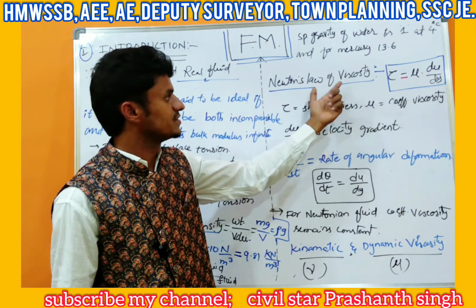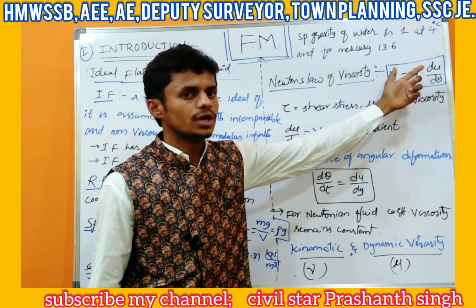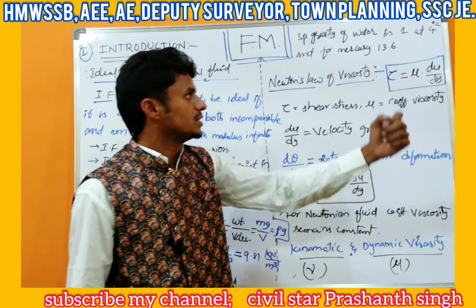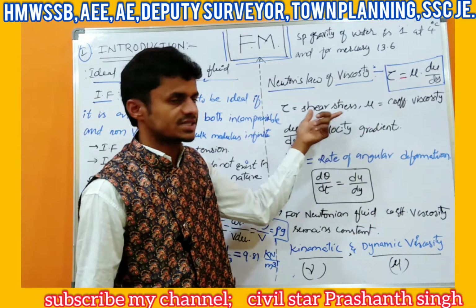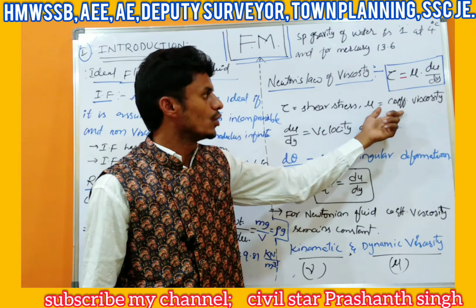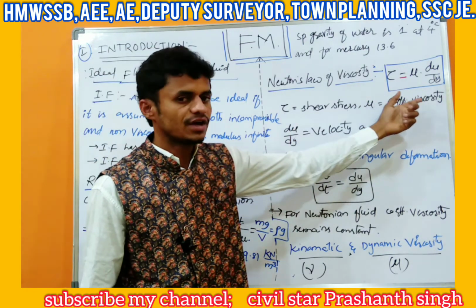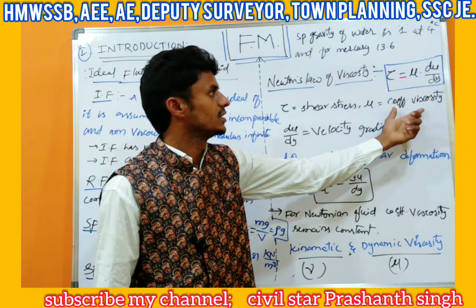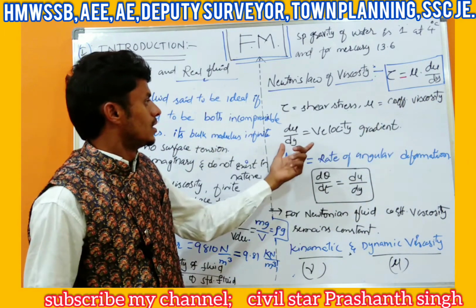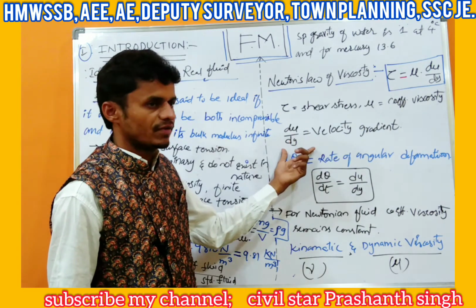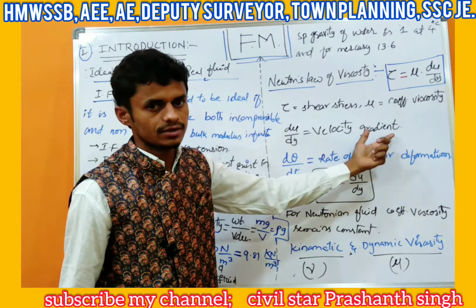Next is Newton's law of viscosity. What is Newton's law of viscosity? Shear stress equals mu into du by dy. Here tau equals shear stress, and mu equals the coefficient of viscosity, or coefficient of dynamic viscosity. Du by dy equals the velocity gradient.